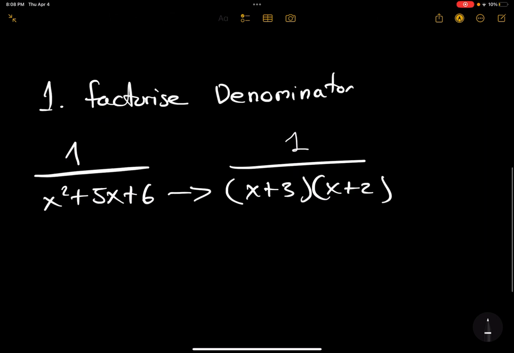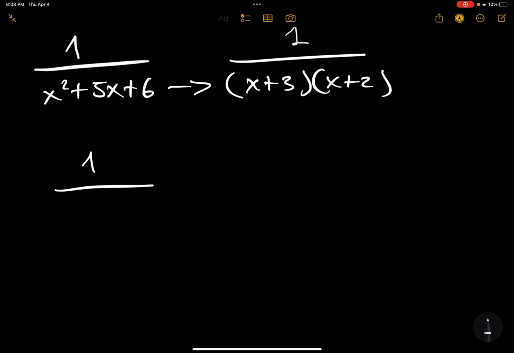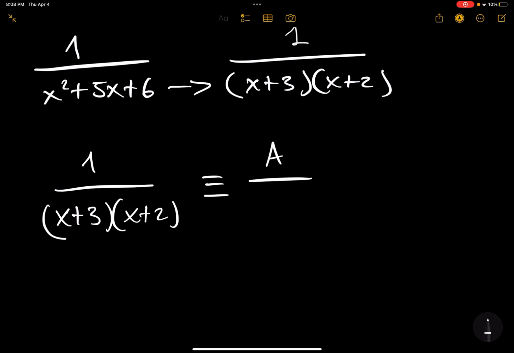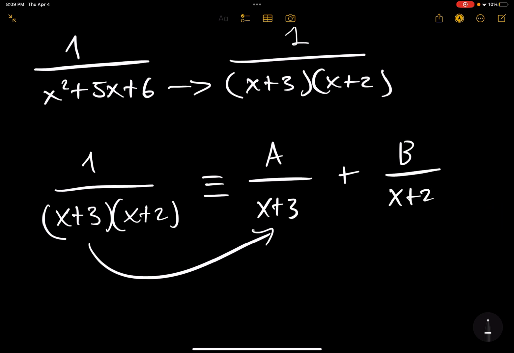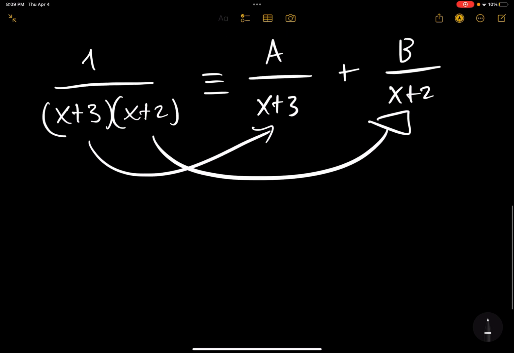Now what we're going to do is place those two linear factors as denominators separately. So now we have 1 over x plus 3, x plus 2 equals, or the same as, a, because we don't know the numerator, over x plus 3, which we have from here, and then plus b over x plus 2, which we got the denominator from. So always when we get the linear denominators, we move them to the other side and we show them like this.